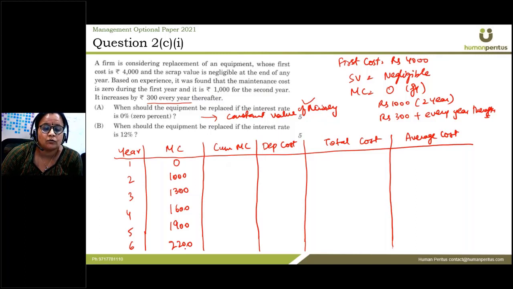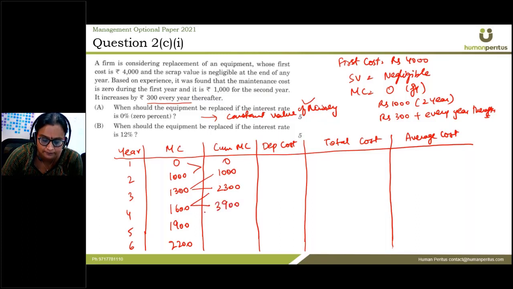Now cumulative maintenance cost is nothing but we are going to add 0 plus 1000, 1000 plus 1300 would be your 2300, 2300 plus 1600 would be 3900, 3900 being added to 1900 would give us 5800, 5800 being added to 2200 will give us the value as rupees 8,000.